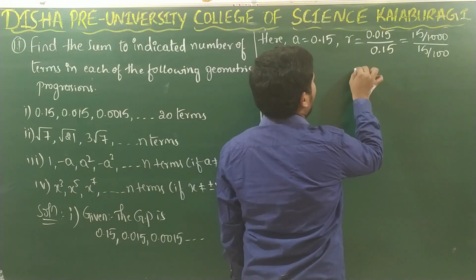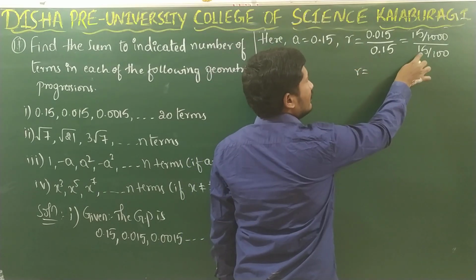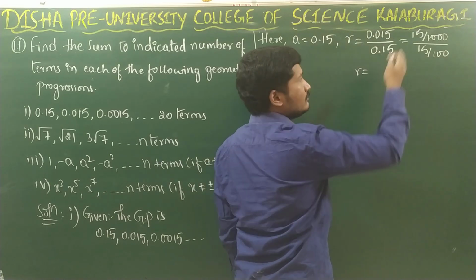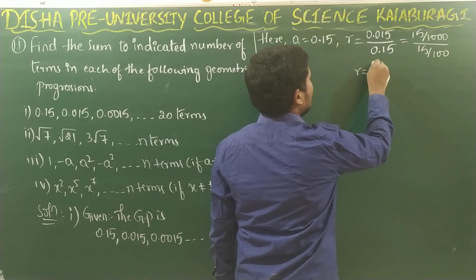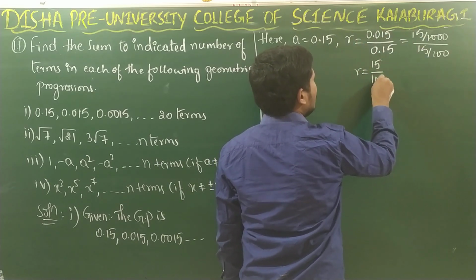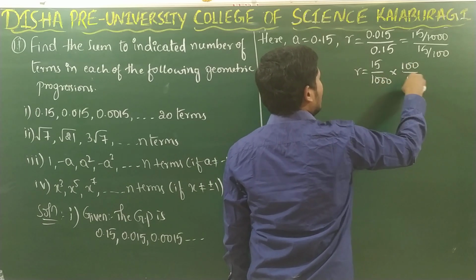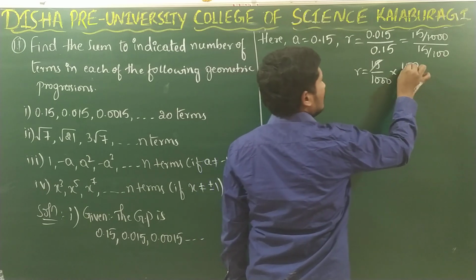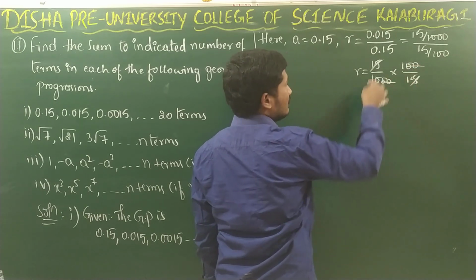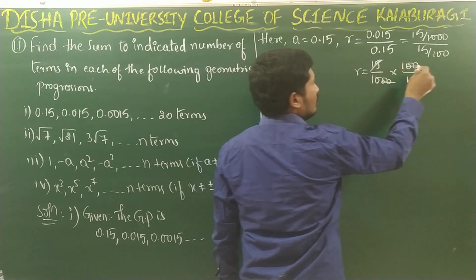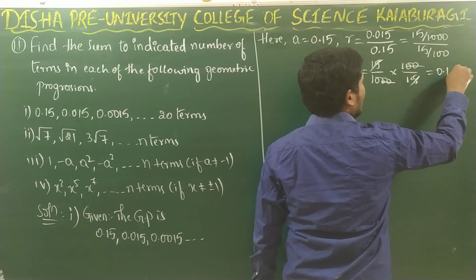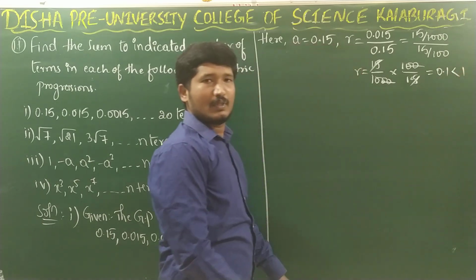Right? So see here, R is equal to, in the denominator we have a fraction, so I can take its reciprocal. So it will be 15 by 1000 into 100 by 15. Here 15 gets cancelled, and the 2 zeros get cancelled. We are left with 1 by 10. 1 by 10 is equal to what? 0.1. It is less than 1.